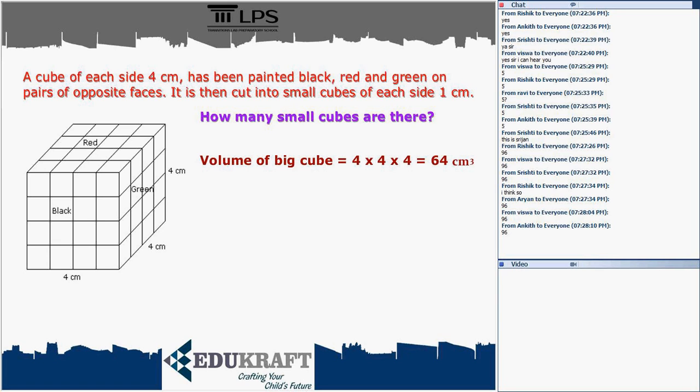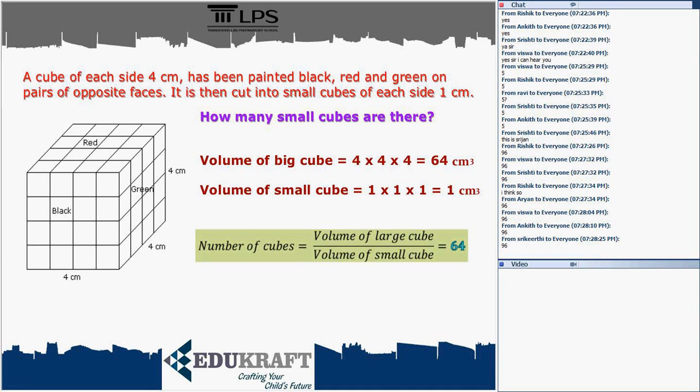The volume of the big cube is going to be 4 into 4 into 4, which is 64 centimeter cube. The volume of the small cube is going to be 1 into 1 into 1, so that is 1 centimeter cube. The number of cubes is the volume of the big cube divided by the volume of the small cube, and the answer here is 64.